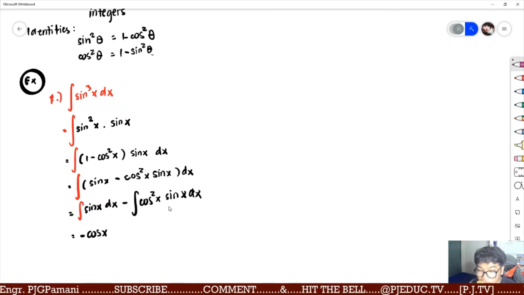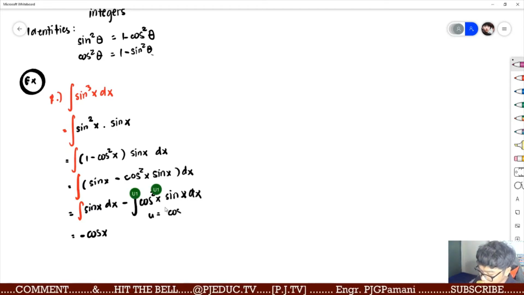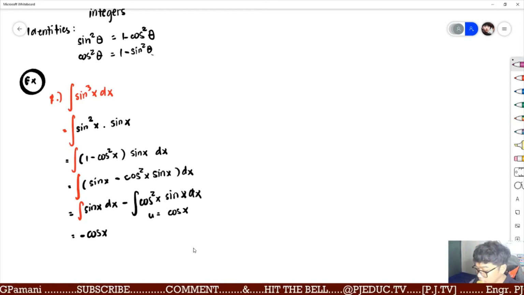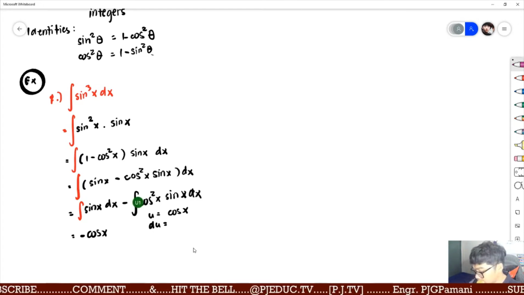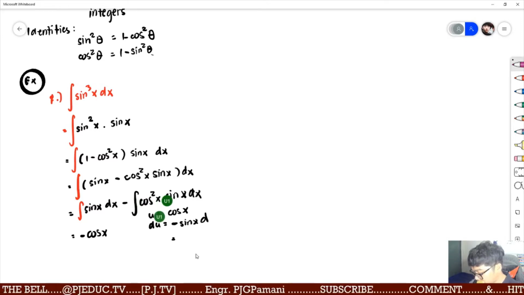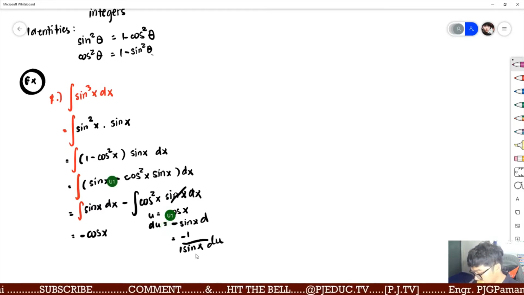Cosine squared x and sine x. Our u here is simply equal to cosine x, the trigonometric function term that has the greater exponent than the other. So, cosine has a bigger exponent than sine. So, we'll consider using cosine. The differential of cosine is negative sine x. So, we'll need to introduce a correcting factor, negative 1 over sine x du, so that sine x cancels.